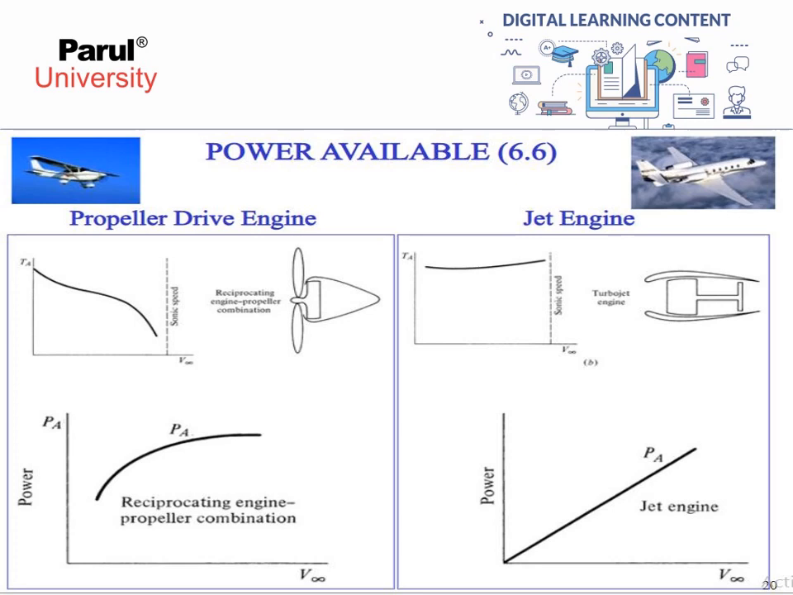Next is power available. For power driven aeroplanes and secondary jet engines, you can see the reciprocating engine propeller combination, the thrust available versus free stream velocity v infinity.